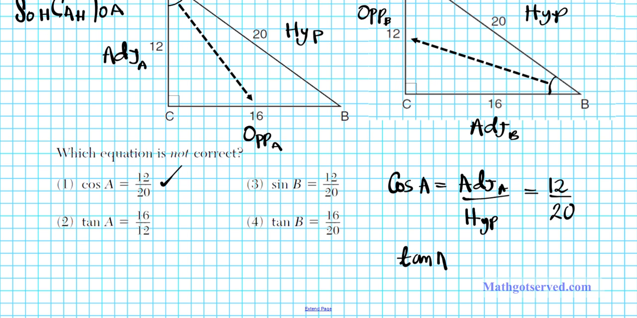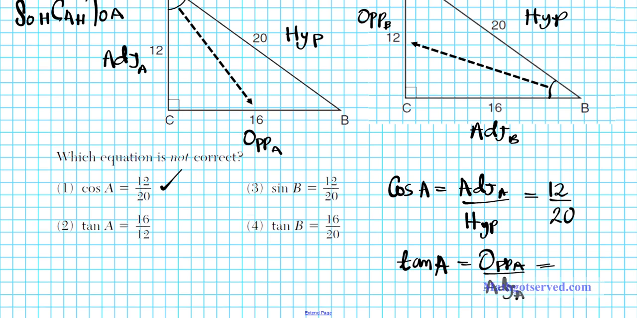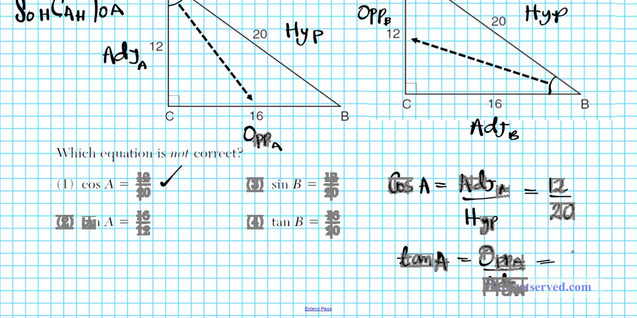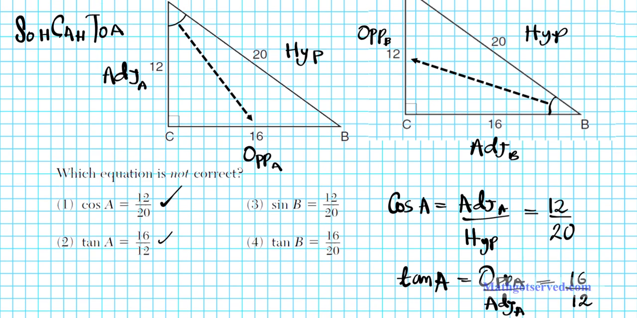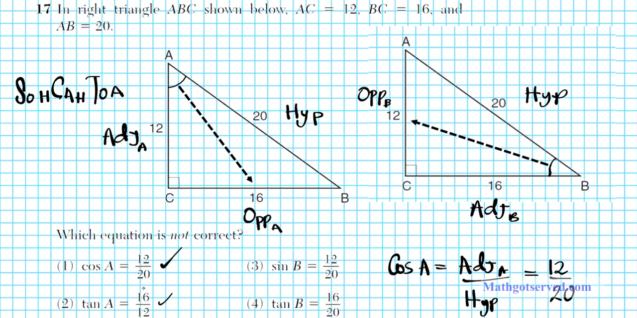Now let's check the second ratio, tan A. Tan A is TOA, yes? TOA in SOHCAHTOA means opposite for angle A over adjacent for angle A. Looking at the triangle where angle A is the reference angle, the opposite is 16 and the adjacent is 12. Is that what we have here? Absolutely, so that checks out. So our two ratios using angle A as our reference angle are accurate.